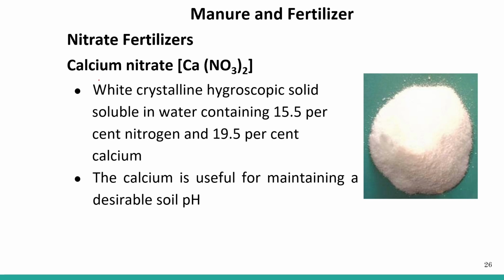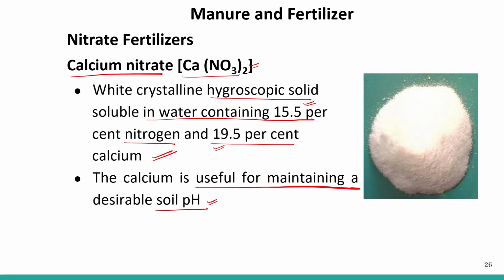Next one is calcium nitrate, Ca(NO3)2. White crystalline hygroscopic solid soluble in water containing 15.5% of nitrogen and 19.5% calcium. So when there is a small amount of calcium in the soil, this can be added. So it can provide calcium along with the nitrogen. The calcium is useful for maintaining the desirable soil pH. So this calcium is also important to maintain the pH of the soil.